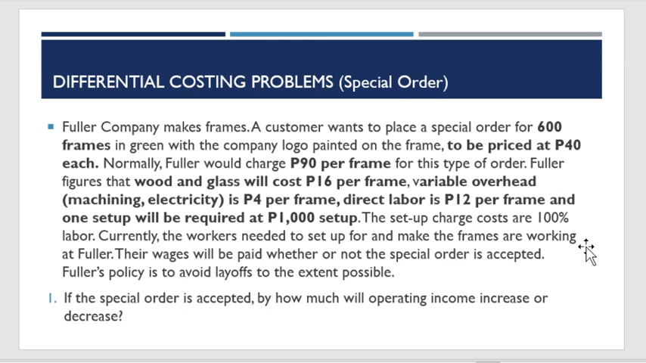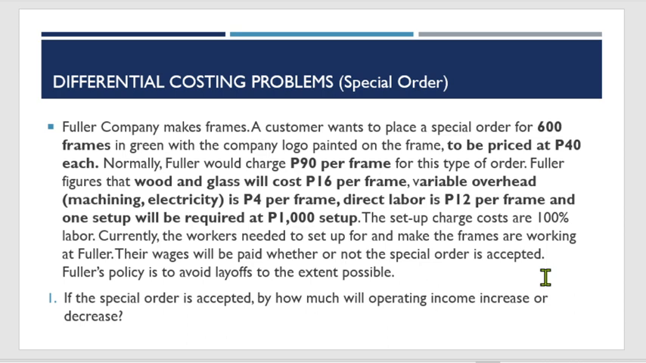Currently, the workers needed to set up and make the frames are working at Fuller. Their wages will be paid whether or not the special order is accepted. So, Fuller's policy is to avoid layoffs to the extent possible. So, natandaan mo pa ba yung information? Hindi na, kasi sobrang haba. So, later, let's go back. 1. If the special order is accepted, by how much will operating income increase or decrease?